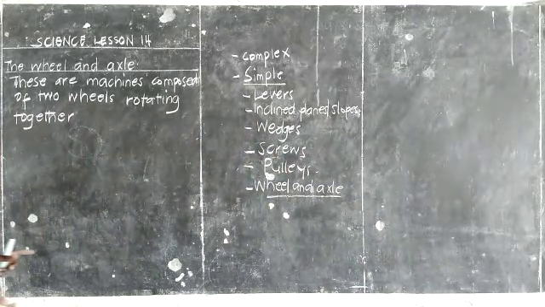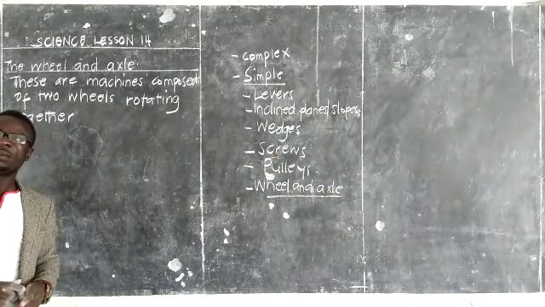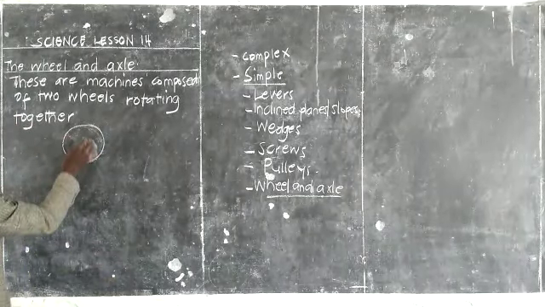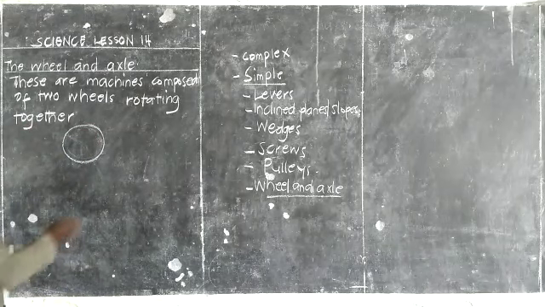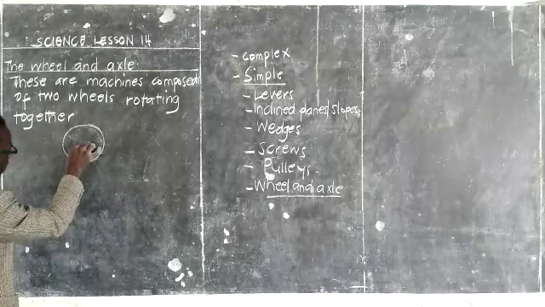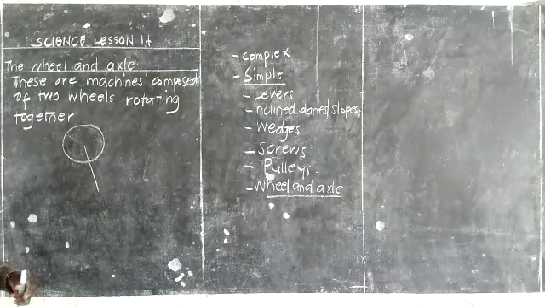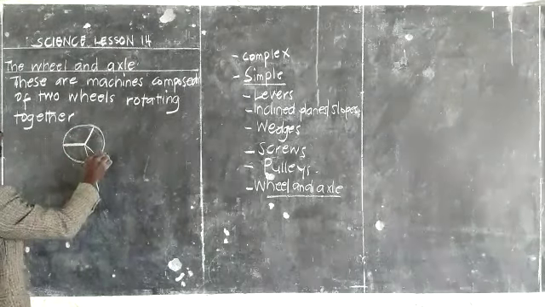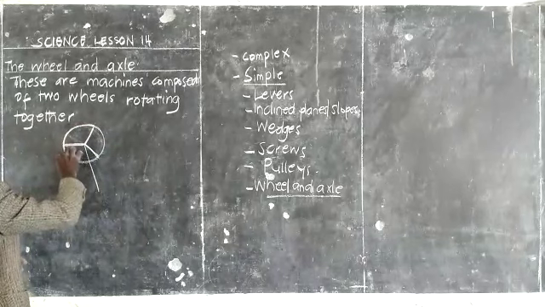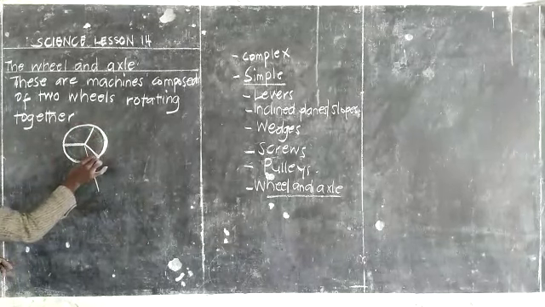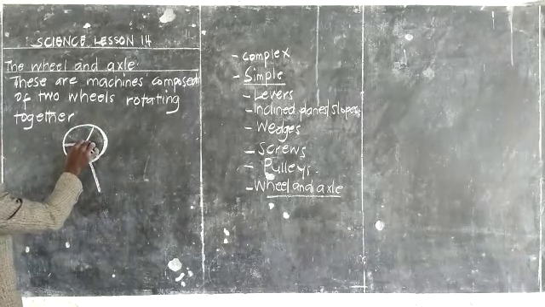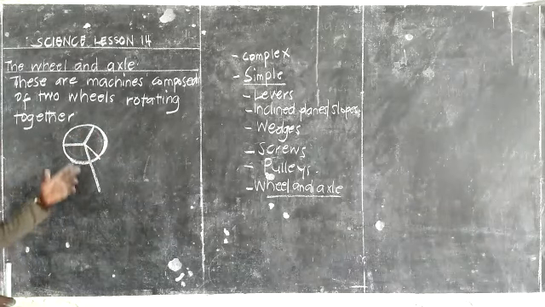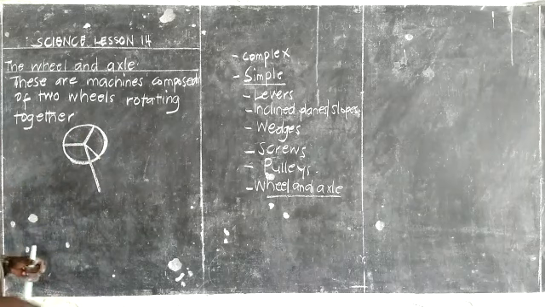We have 2 wheels. One is the smaller one, and the other one is the bigger one. The small wheel is called the axle. For example, I have a wheel here. This is the bigger wheel, and connecting from there, we have another smaller wheel, which is known as the axle. This type of wheel is commonly seen on steering wheels of vehicles.